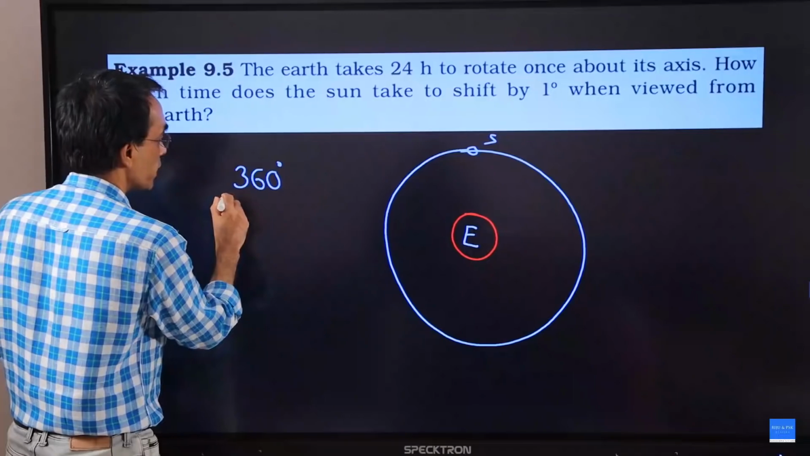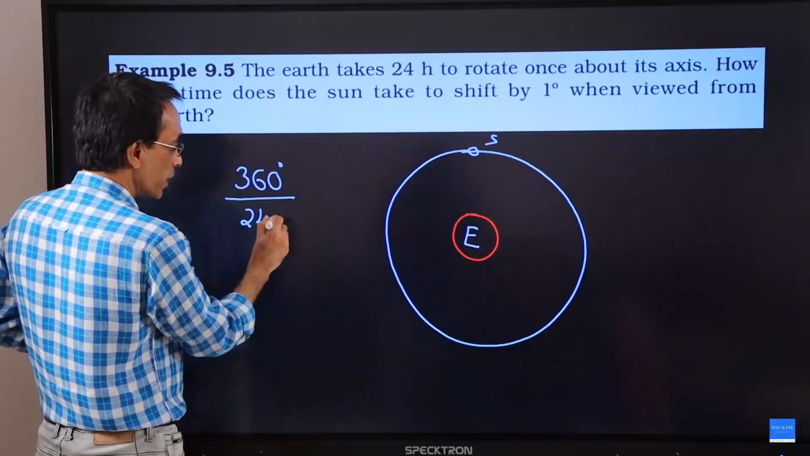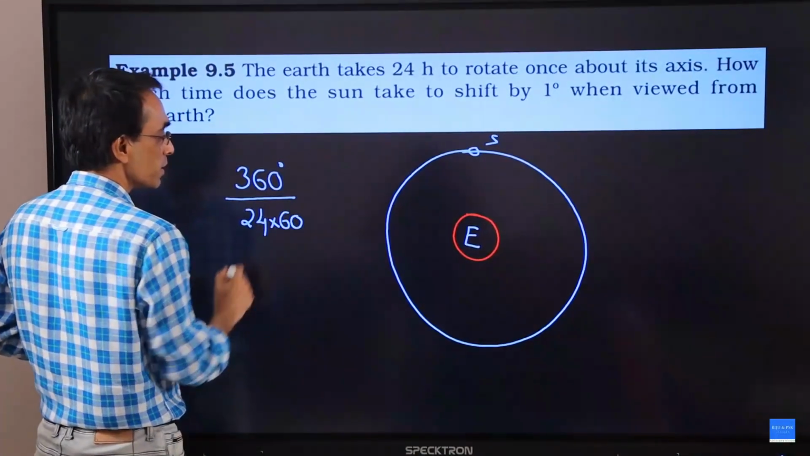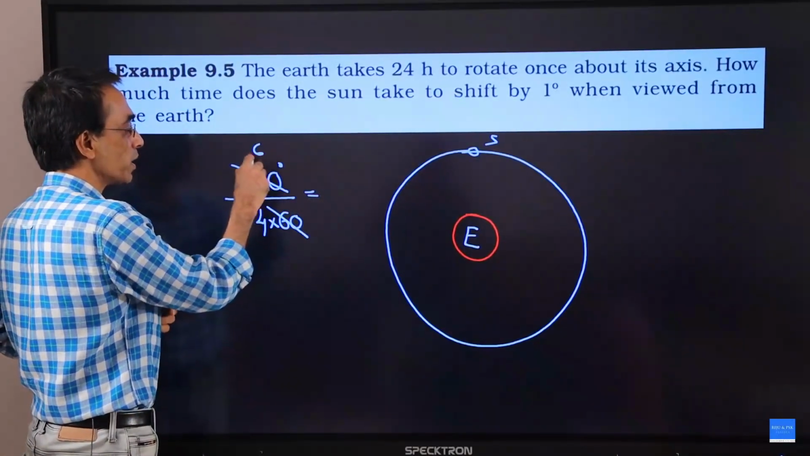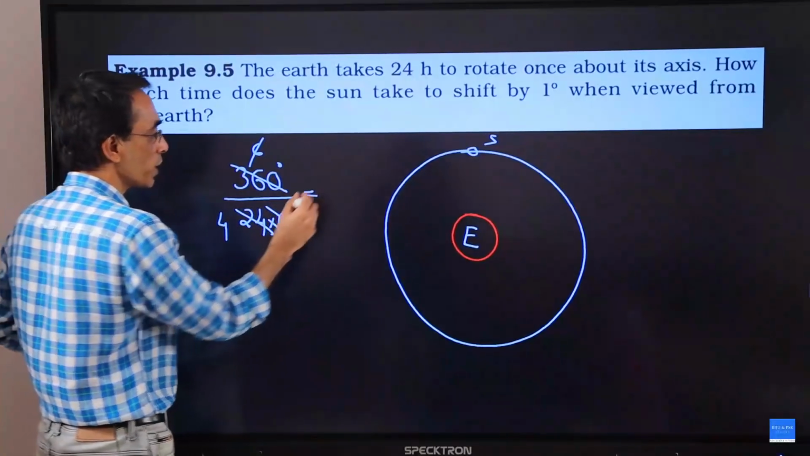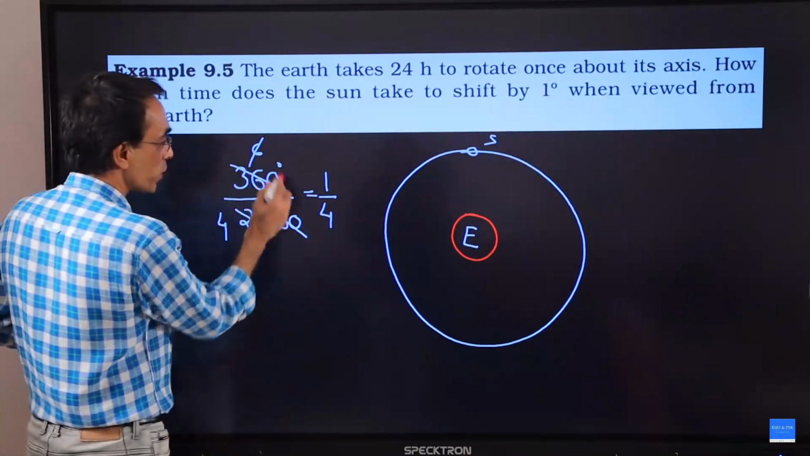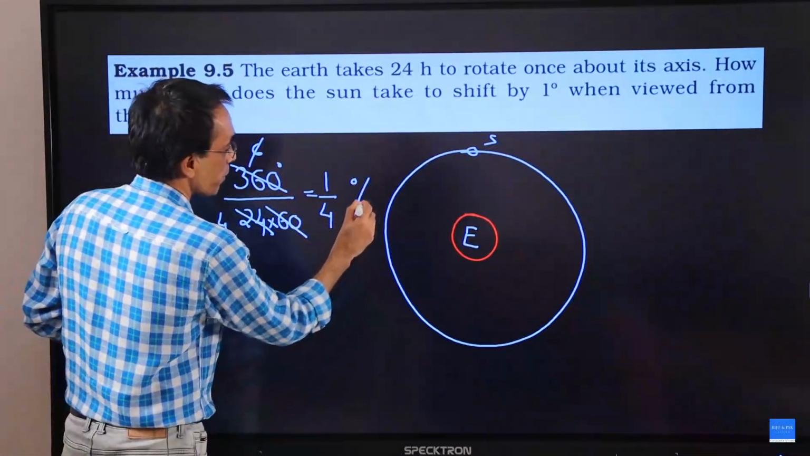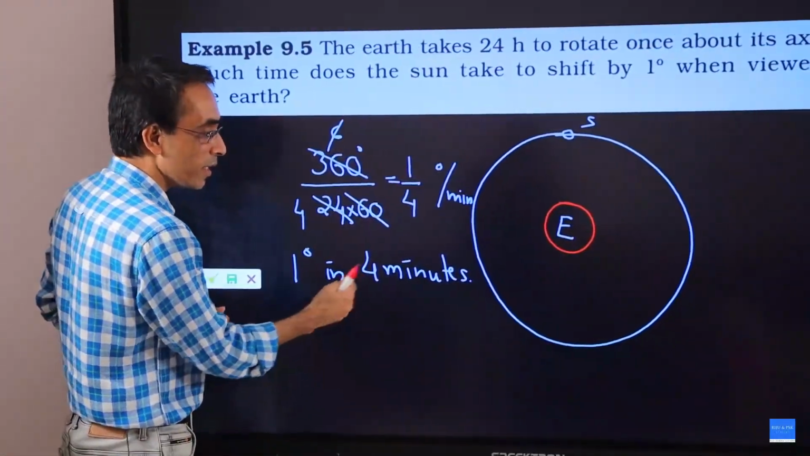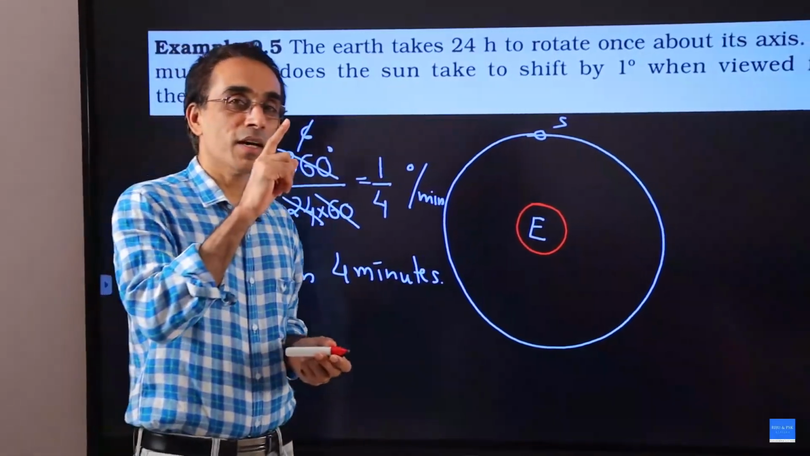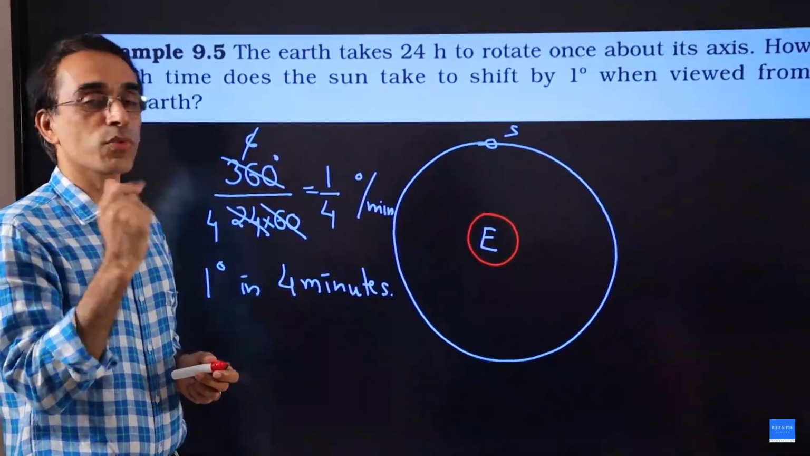For one revolution like this, it takes 24 hours, which is given in the question. Let us convert that into minutes, 60 minutes. So this can be easily calculated. 60 goes 6 times here and 6 goes 4 times here. So what you get is 1 by 4. And what is the unit of this thing? We took angle in degree and time in minute. So what does it mean? So sun goes 1 degree in 4 minutes. That means for you, the position of sun will change by 1 degree in 4 minutes.